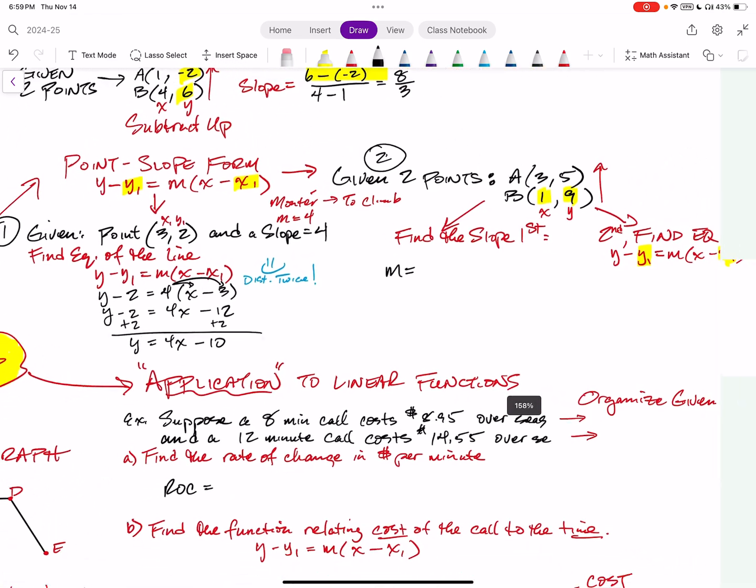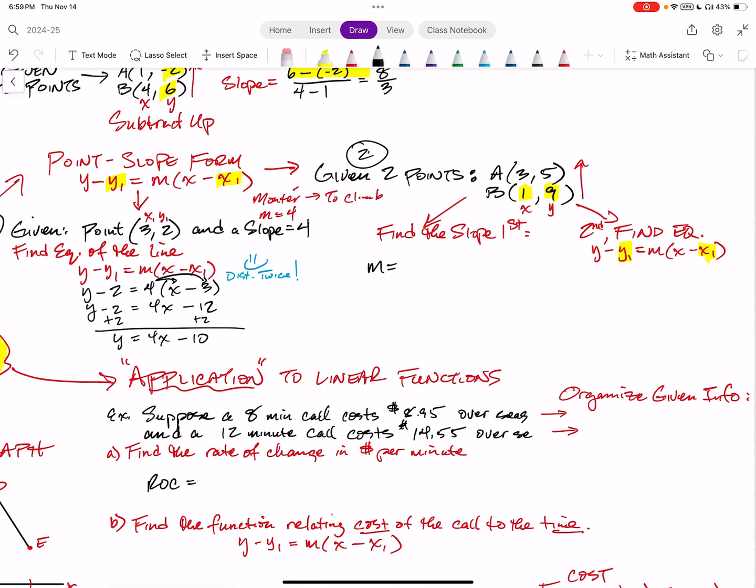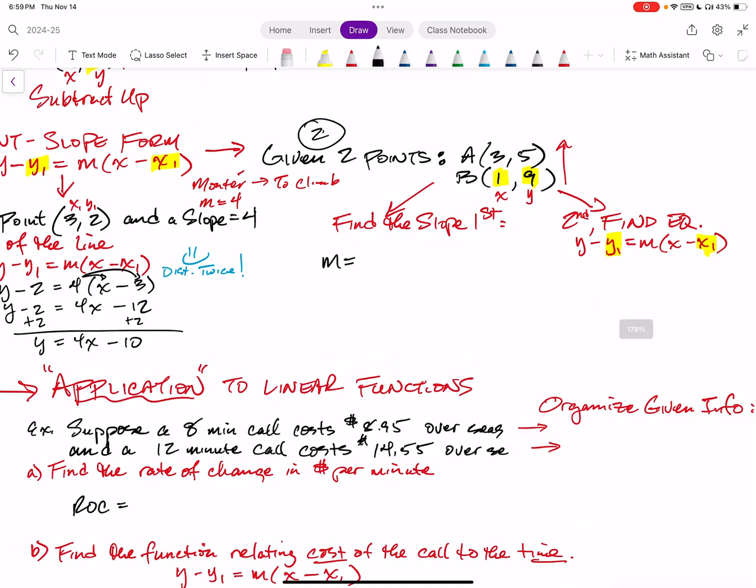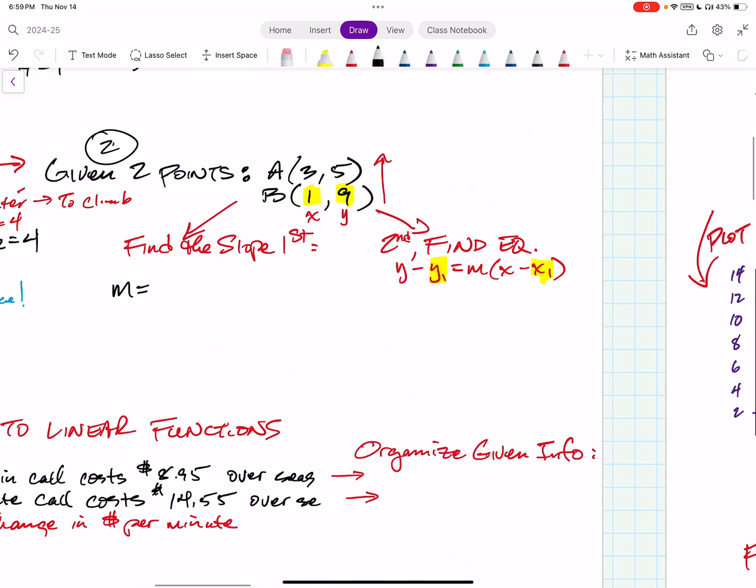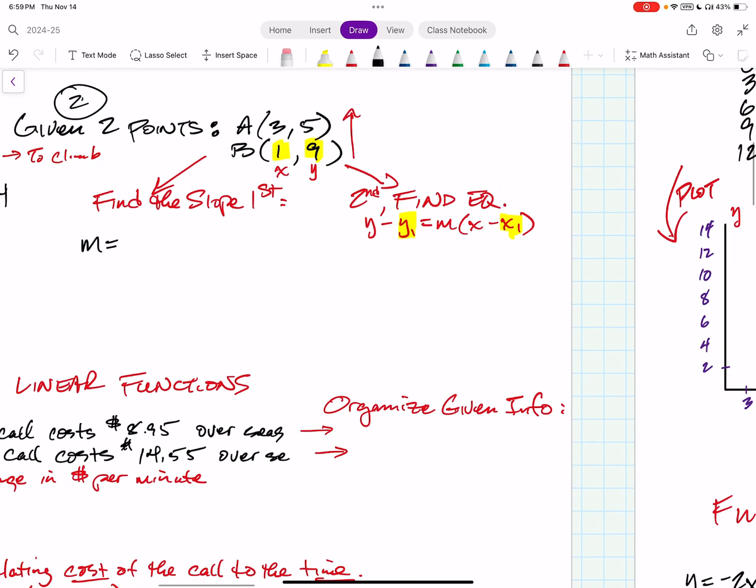Now the other basic skill is when you're given 2 points. You're not given a slope and a point, but you're given 2 points. So now you have to find the slope first. Let's do that. You've got to subtract up again.